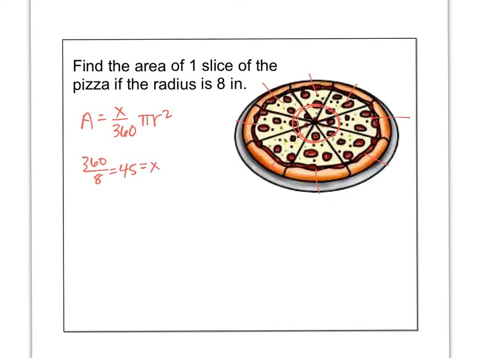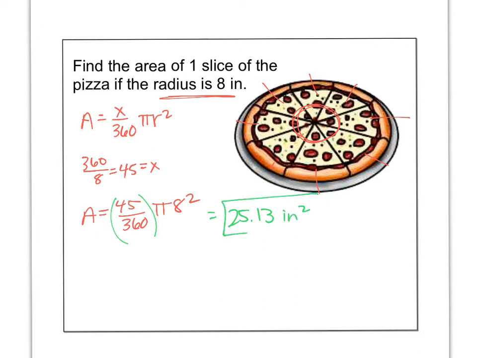Now our radius, if you read up in the question here, it has a radius of 8. And so if we plug in our numbers, it's going to be 45 out of 360 pi 8 squared. Type it in your calculator. You're likely going to need parentheses around the 45 divided by 360, and then it's pi, and then it's 8 squared. And I got approximately 25.13, and it would be inches squared for the area of one slice of the pizza.